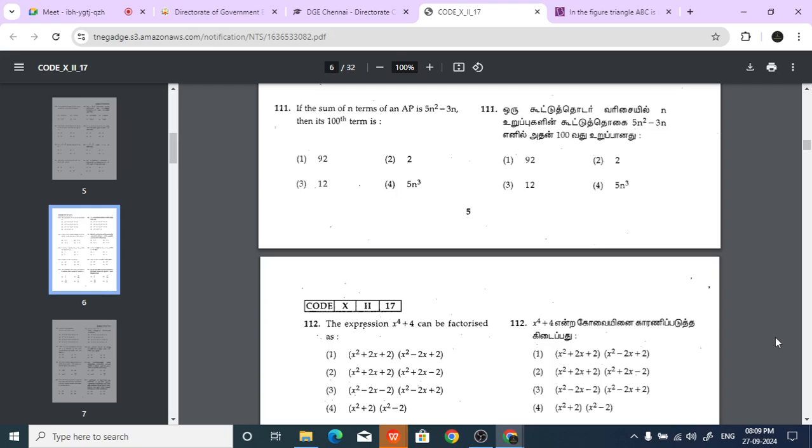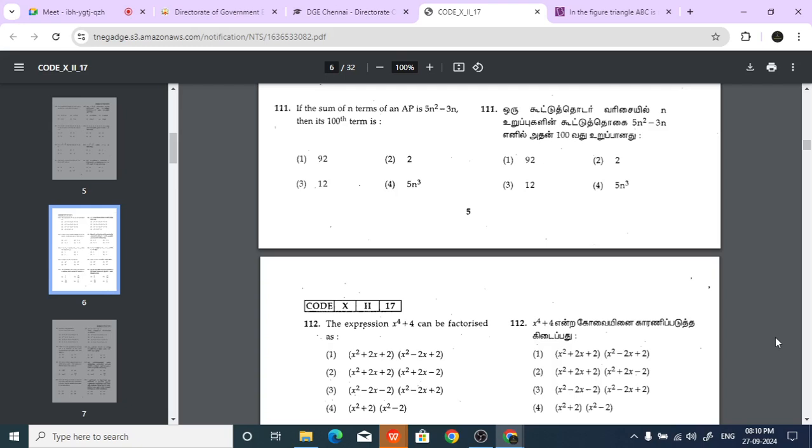Then the fourth option, what will you get? We get a negative answer, sir. Yeah, what is that? Minus 4. Am I correct? Yes, sir. But you should get plus 4. Where will you get plus 4? In option 1, you will get plus 4.